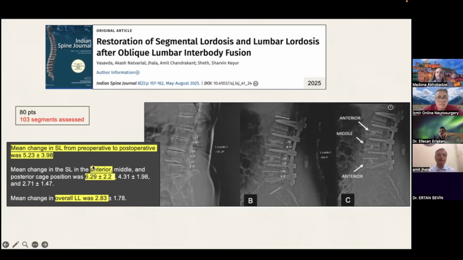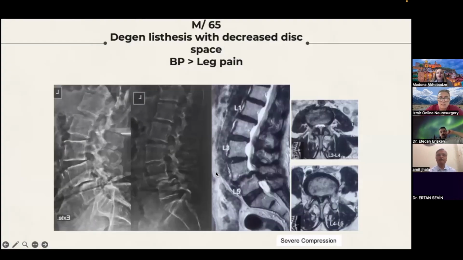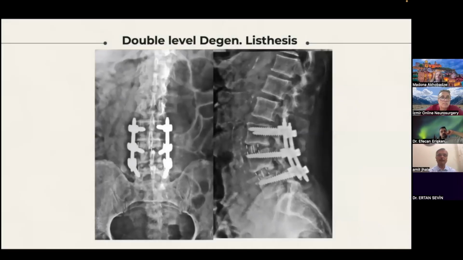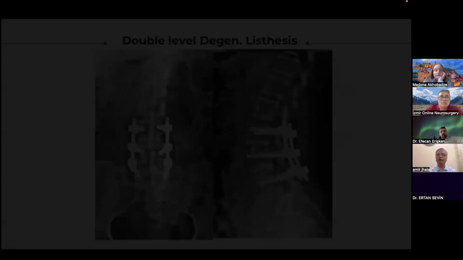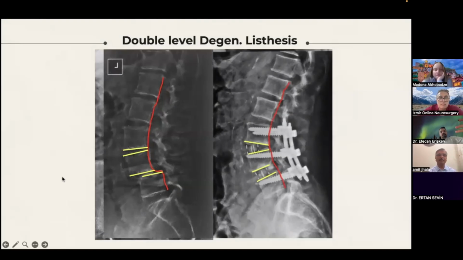And if the cage position is anterior, it gives much better lordosis, around 6.29. So if you see this case, and this is an anterior, you can see that from here to here, if the cage position is anterior, you can get much better lordosis. So just to give one example of how much lordosis you can get, this is a patient we had of L3-4 and L4-5, and you can see the difference: you can get a very good amount of lordosis with the anterior cage position.